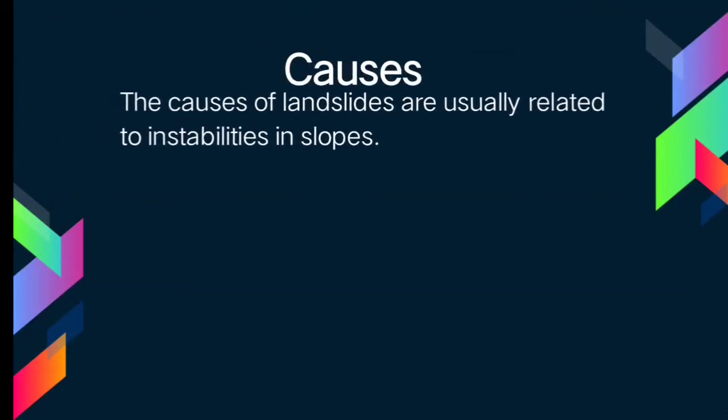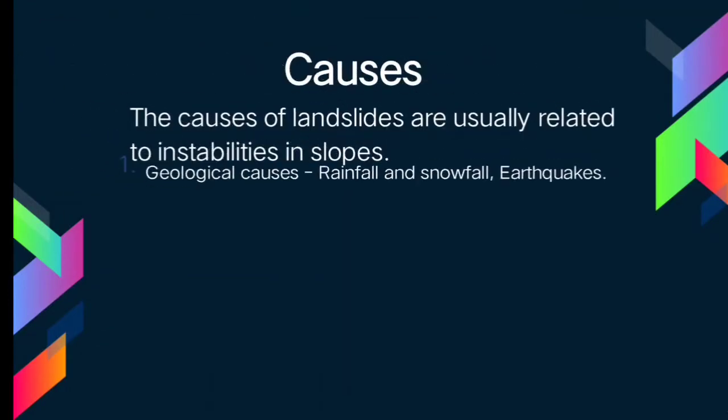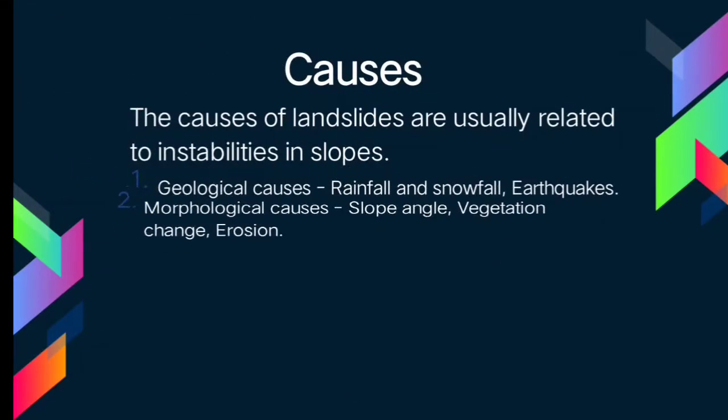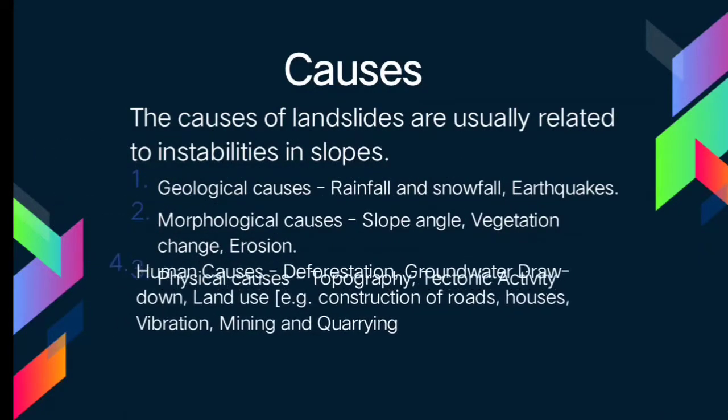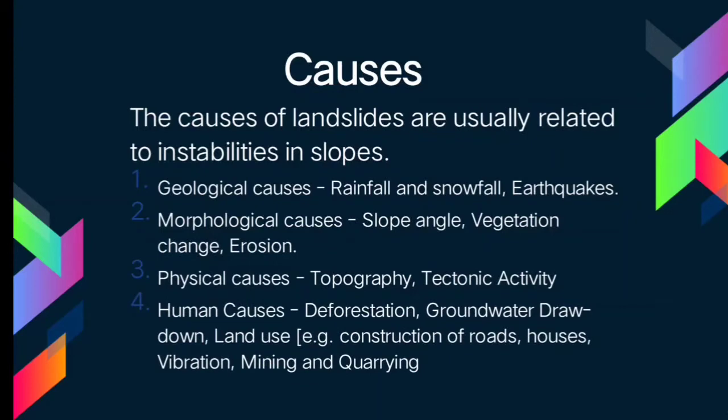Causes of landslides are usually related to instabilities in slopes. These instabilities might be caused because of some geological causes. Rainfall, snowfall, and earthquakes are few of the geological causes. Slope angle variation, vegetation changes, soil erosion are few examples for morphological causes. Topographical changes, tectonic activities are due to some physical causes.